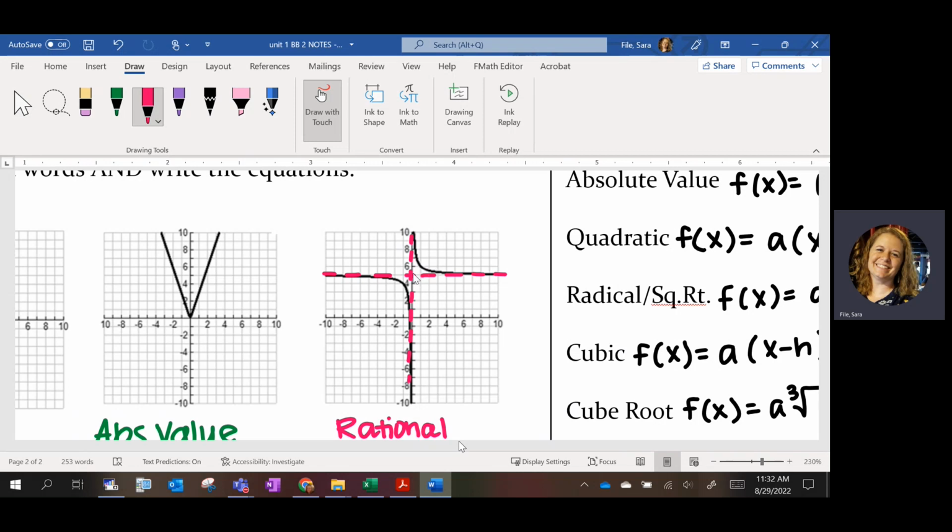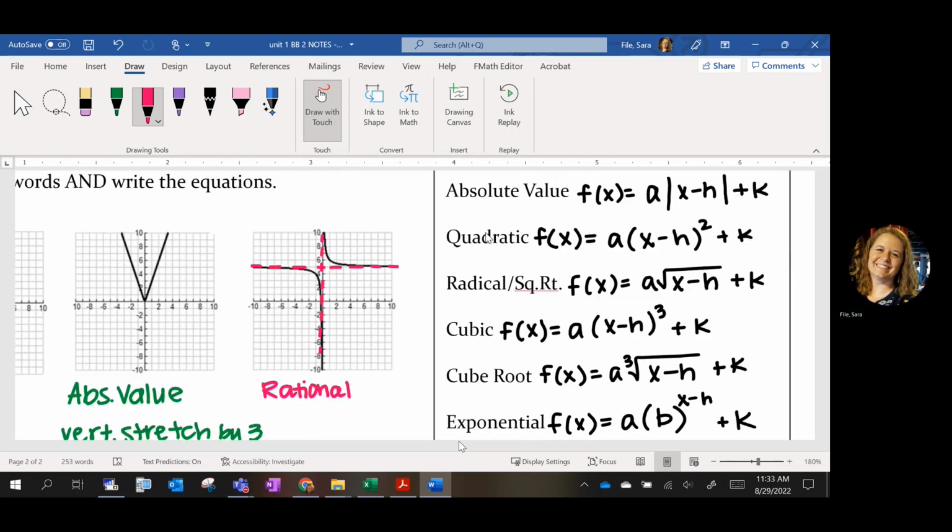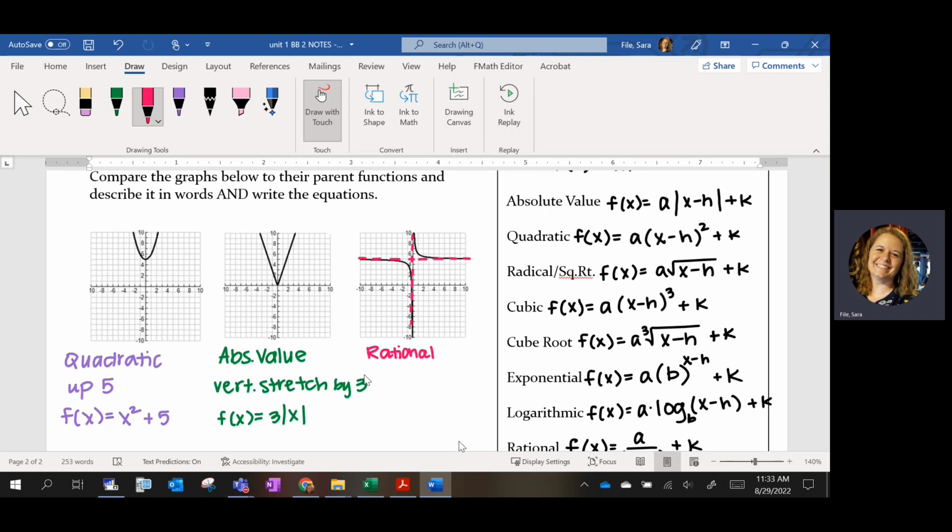And then you can check for the stretch. There is no stretch in this one either, because from that point of intersection of the asymptotes, you can see there's a point at over 1, up 1, okay, or over 2, up half, or over half, up 2. Okay, those points still exist there, so there's no stretch happening or compression. Okay, so this one is just up 5, just like the first one. But this one is a rational function. So it would be 1 over x and then the plus 5.